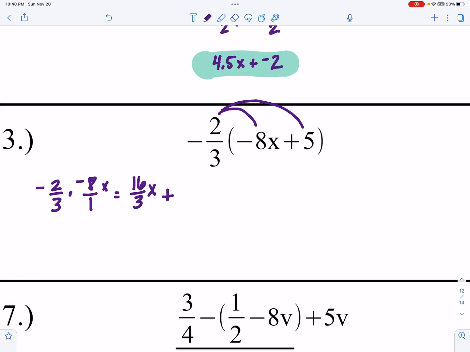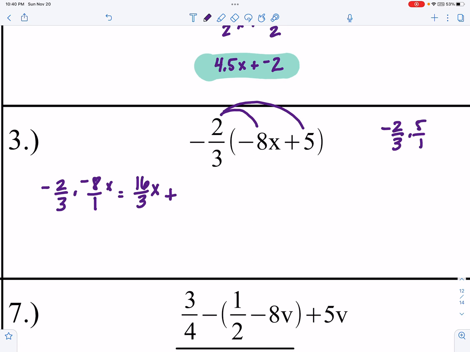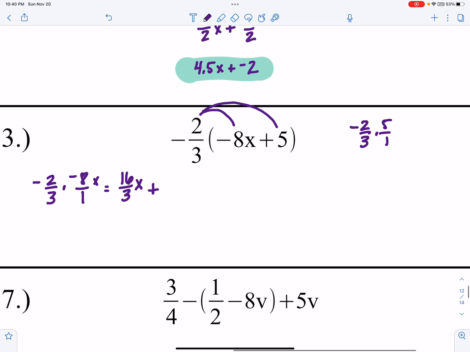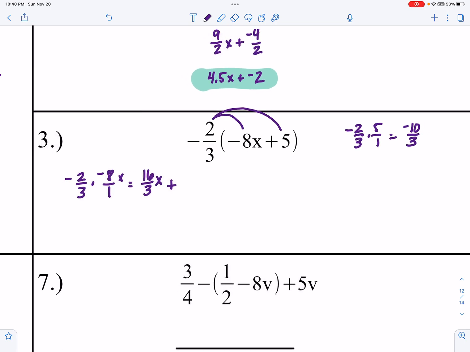plus a negative 2/3 times 5 over 1 equals negative 10/3 over there. Okay, so if we go ahead and put that together, I have my 16/3 x plus negative 10/3. Okay, and you can just leave it right at that. Okay, alrighty.